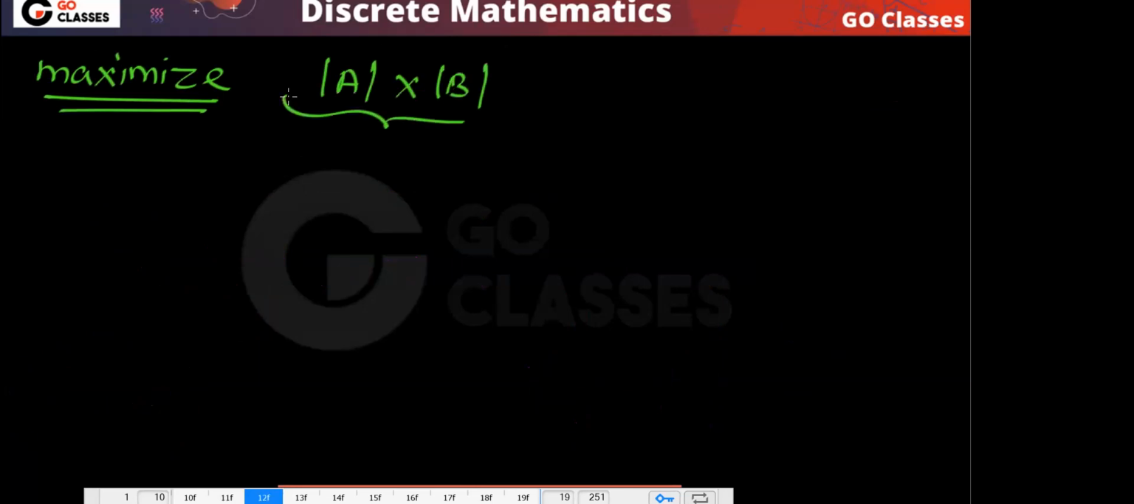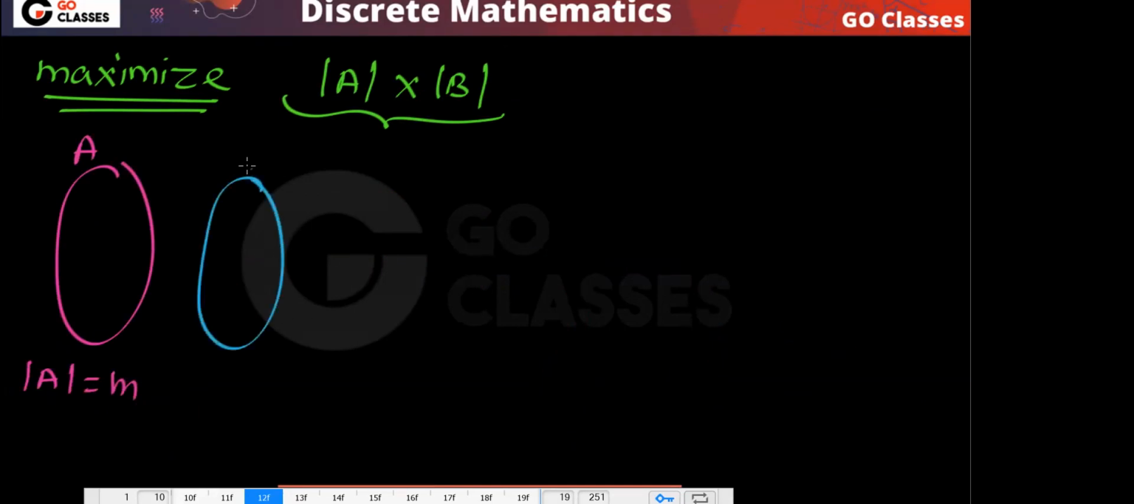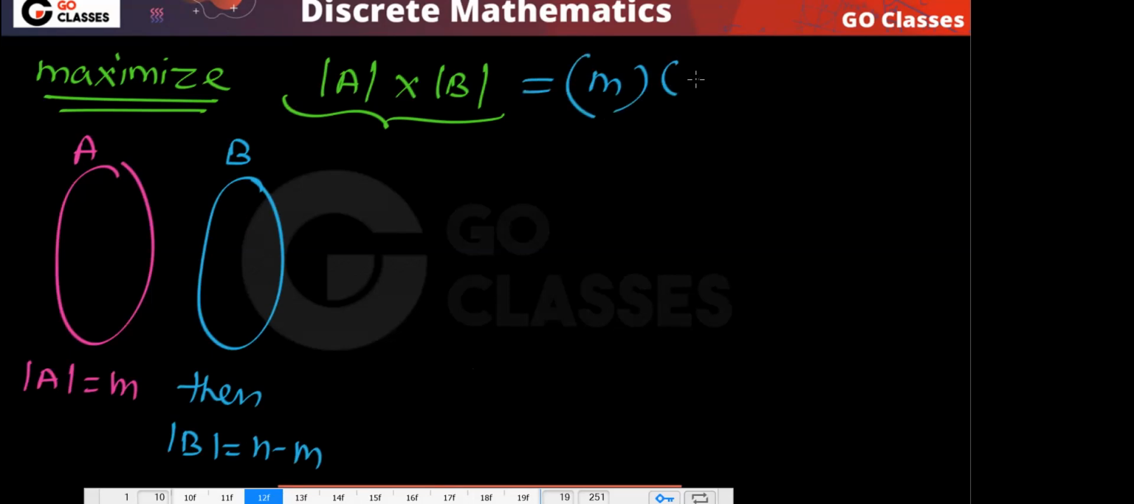So what we want to maximize is the cardinality of A multiplied by the cardinality of B. This parameter we want to maximize, correct? Let us assume that A has m vertices. Then what will be the number of vertices in B? That will be n minus m. So we want to maximize this value.